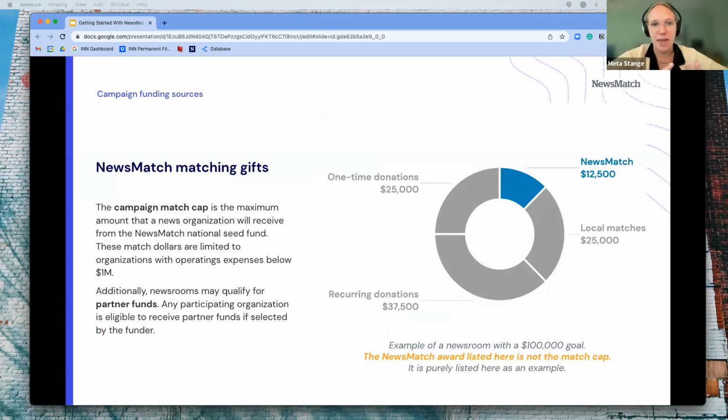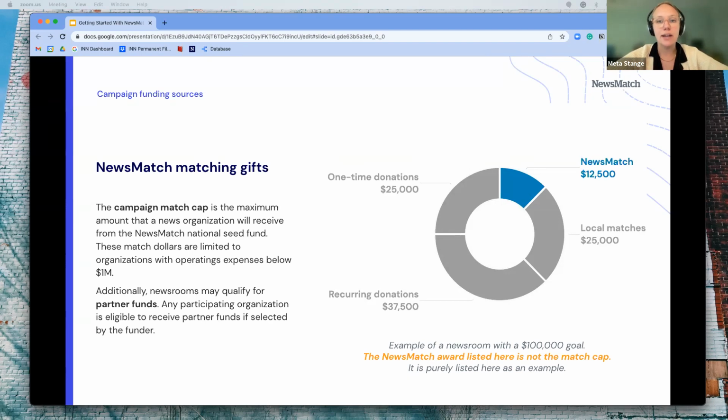So now that we've gotten through that, what does a campaign goal and funding actually look like? For the sake of simplicity, let's use an organization with a total campaign goal of $100,000. So all in, they're looking to make $100,000 from November through December. A portion of the campaign will come from your NewsMatch matching gifts. The amount that NewsMatch awards is called the campaign match cap, which is determined by the number of organizations that participate, as well as the amount of funds that we're able to fundraise.